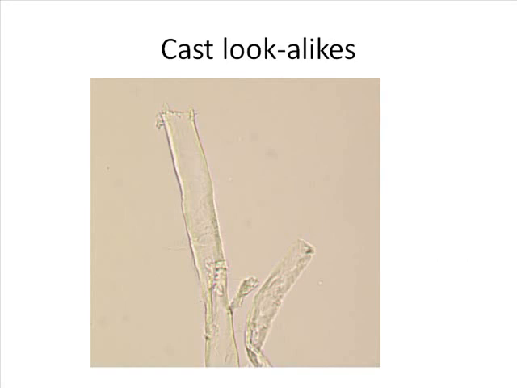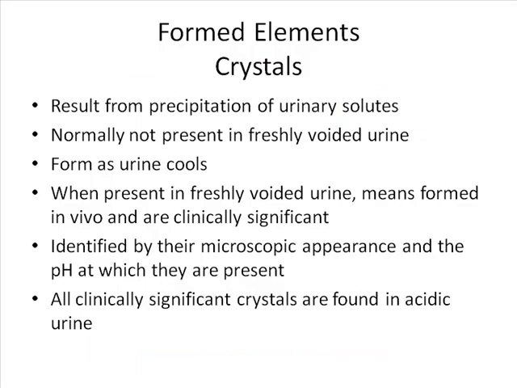Now let's look at some of the lookalikes or junk. Here's a piece of fiber. First time you look at urine, you always want to call this something. This could be toilet paper, clothing pieces, etc.